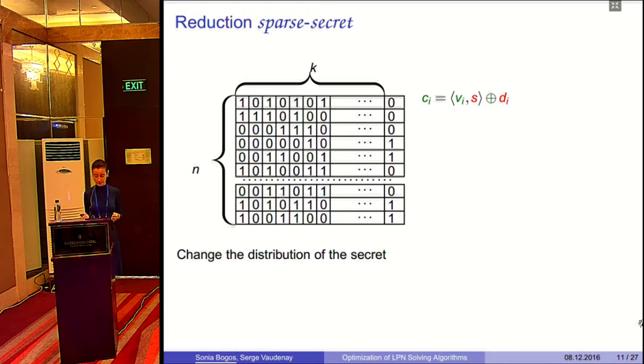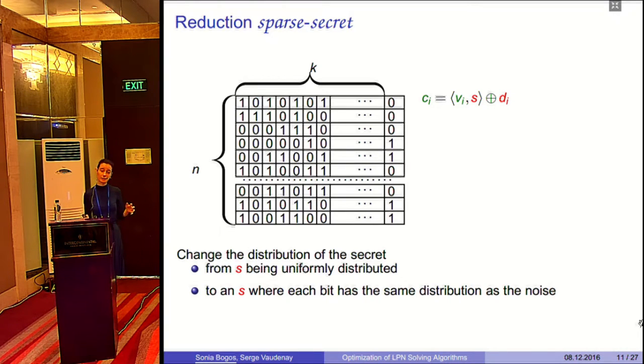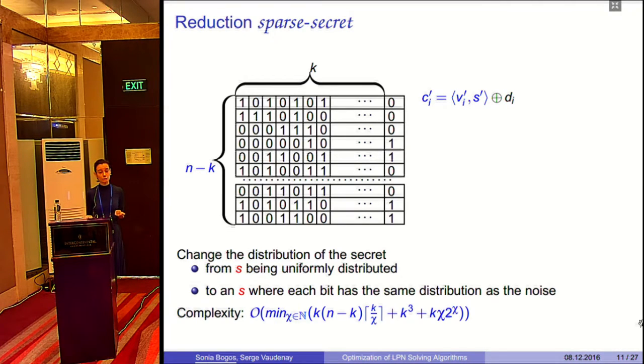Now, for the sparse secret, the goal of this reduction technique is to change the distribution of the secret. Remember that at the beginning, I said that the secret is uniformly distributed. So this reduction changes the distribution of the secret from being uniformly distributed. We reduce to an LPN instance where the secret is constructed such that each bit has the same distribution as the noise. So, for example, by running this reduction technique, we are going to end up having a secret that has a small Hamming weight, and we're going to see later on that we can use this to our advantage. We do so by losing a couple of queries.